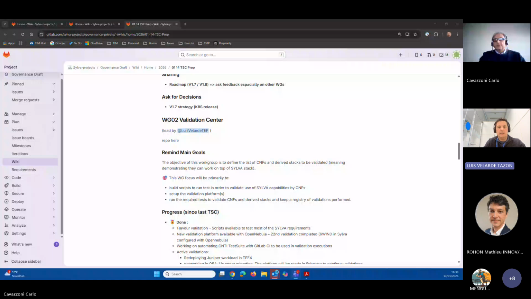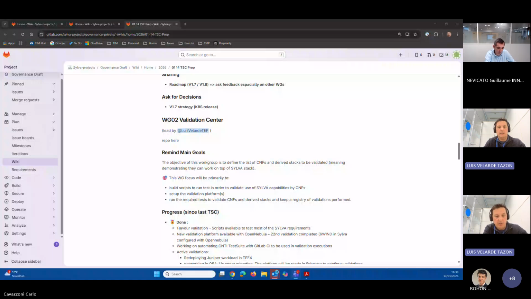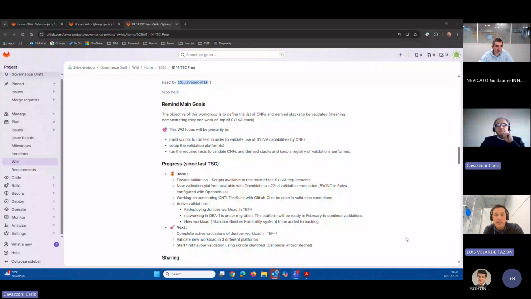Luis? Okay, yes. In work group 2, we had some progress in the last weeks. In the flavor validation part, we already reviewed all the existing requirements. We identified how to test and validate them, and we even have identified or created some scripts that will allow testing most of those Sylva requirements. So that's progress there.